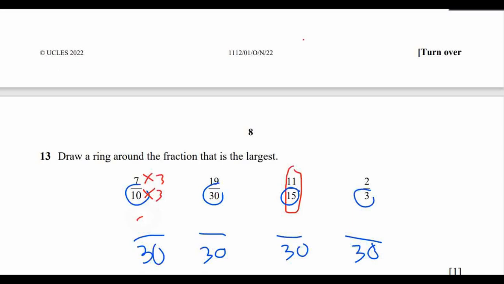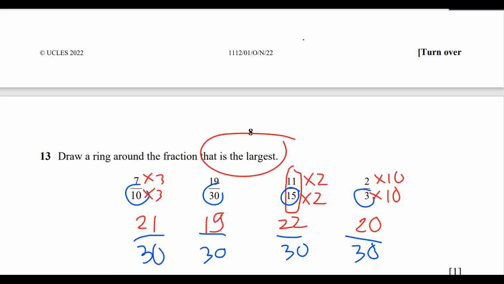7 times 3 is 21. 30 is already in 30. Now 15 to go to 30 times 2, so 11 times 2 is 22. 3 times 10, 2 times 10 is 20. So the fraction that's the largest is this one. That's the reason we circle 11 over 15 as our answer. So this is our answer.